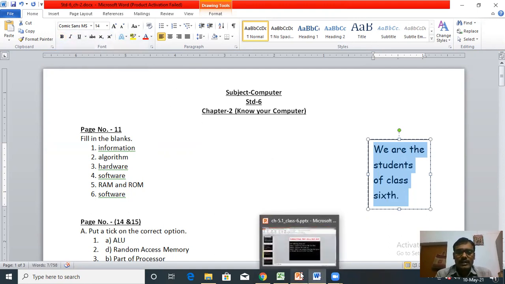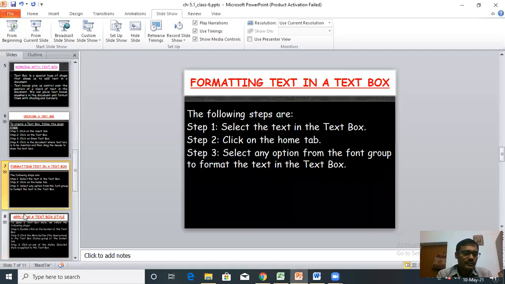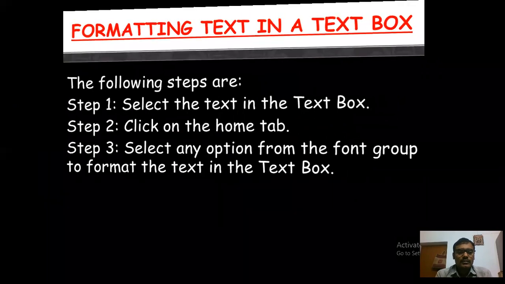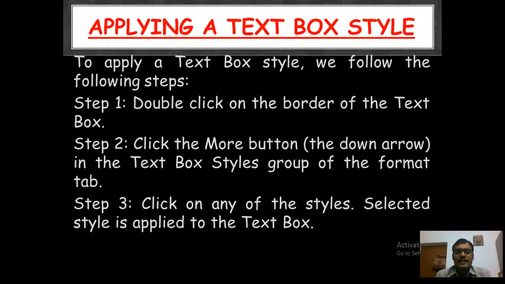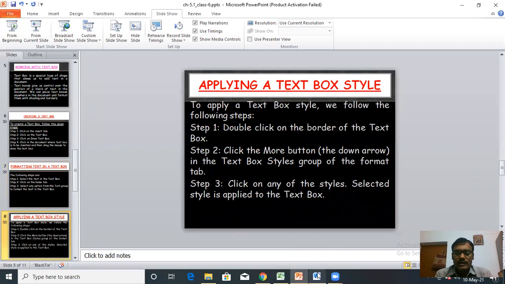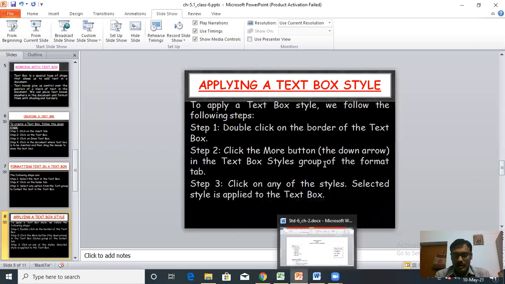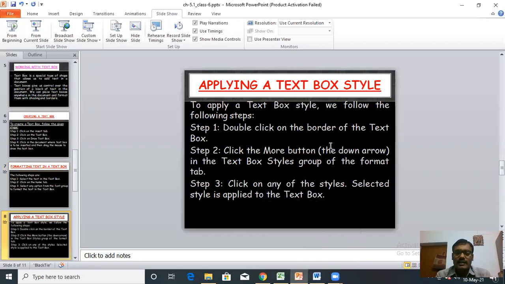Now coming to the next topic. Next topic is applying a text box style. How you can apply a text box style. To apply a text box style, we follow the following steps. Step number 1, double click on the border of the text box. So first you need to double click the border of the text box so that it can be selected.